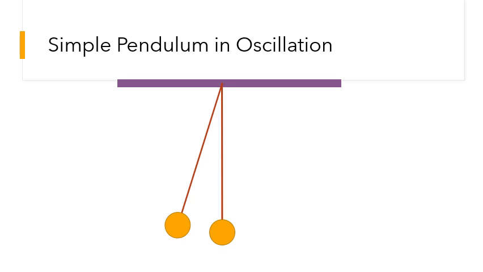Let us derive the equation of time period of a simple pendulum. To do that, we have to consider the force acting on the simple pendulum. At this point, the force acting on the simple pendulum is the downward force, which is mg, or the weight of the pendulum, and the tension T. When the pendulum is at some distance x from its mean position, it subtends an angle theta.